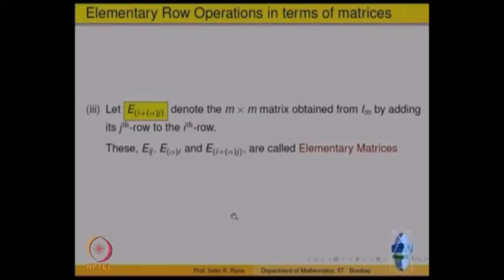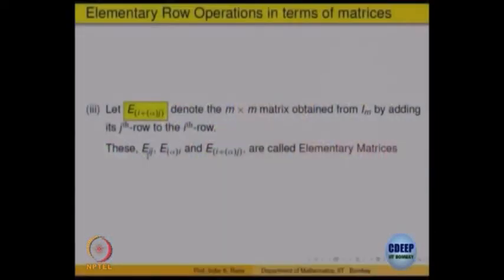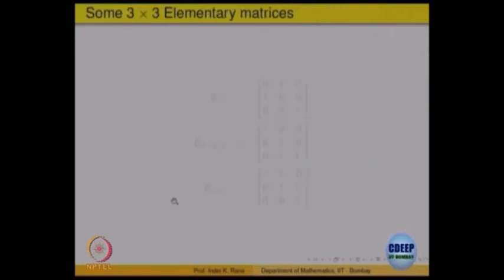Why are they important? Because if in a matrix A, I want to interchange its ith row with the jth row, it is obtained by pre-multiplying the matrix A by the corresponding elementary matrix. Suppose you have a matrix A which is M cross N, and you want to interchange its ith row with the jth row. Take the corresponding M cross M matrix Eij, pre-multiply A with this, and the resulting thing would be interchanging the ith row of A with the jth row. One can write down the proofs of this.